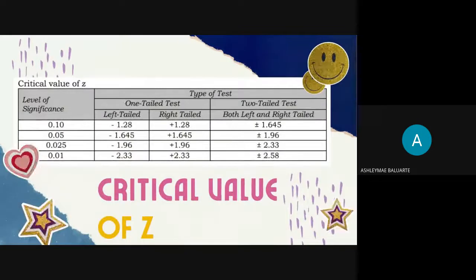So, here is the critical value of z. Dito makikita natin kung anong level of significance ang gagamitin natin and what kind of test ang gagamitin natin.